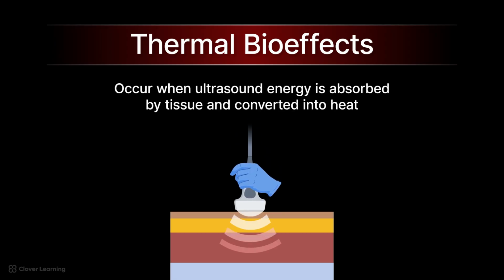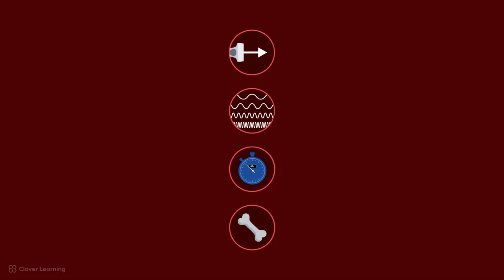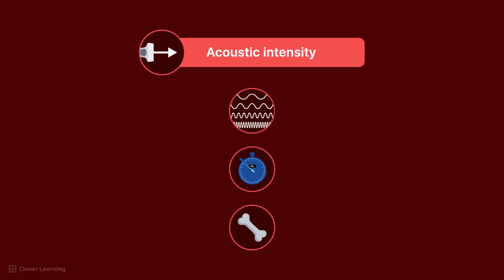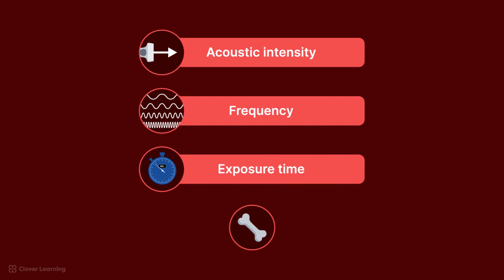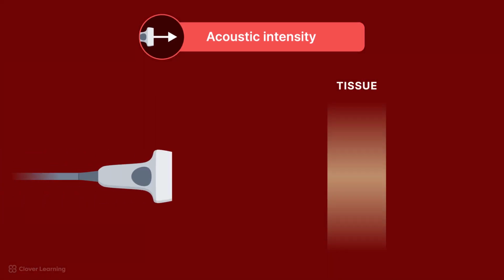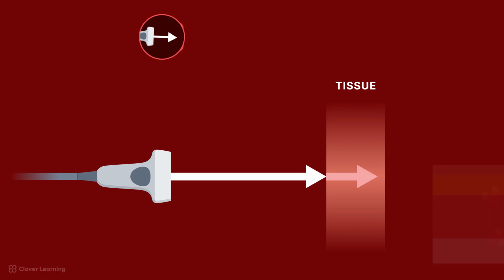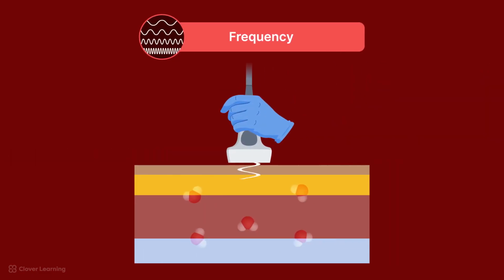Thermal bioeffects occur when ultrasound energy is absorbed by tissue and converted into heat. This process is influenced by acoustic intensity, frequency, exposure time, and tissue type. Higher intensity ultrasound waves produce more heat because they deliver greater acoustic energy to tissues, which is then absorbed and converted into thermal energy. Higher frequency waves, while less penetrating, are absorbed more efficiently by tissue, leading to localized heating.